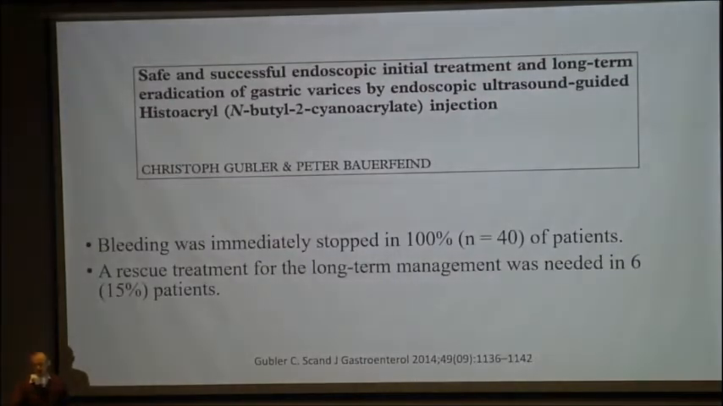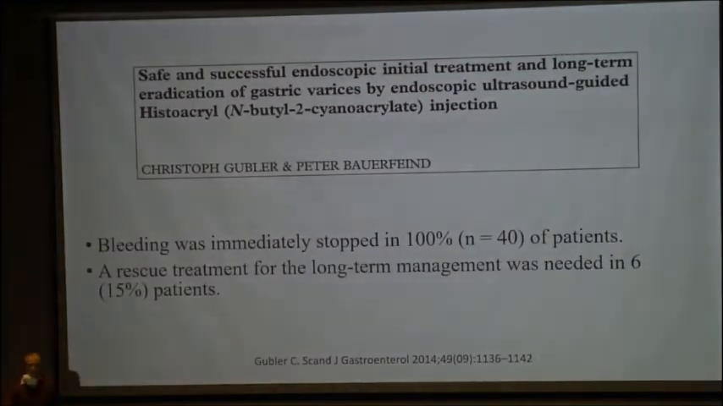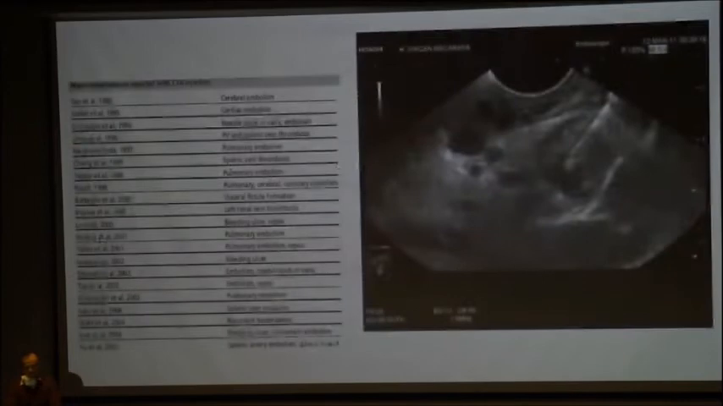Subsequently, there was a prospective study of 40 patients with acute gastric variceal bleed, in which bleeding was stopped immediately in 100% of these patients. However, in the long term, 15% of these patients did require other endotherapy in the form of rescue TIPS or liver transplantation. So EUS-guided glue injection carries the same risks of glue embolism and recurrent bleeding.